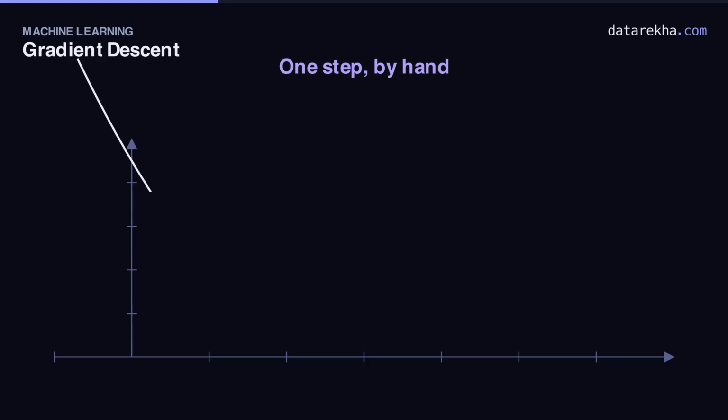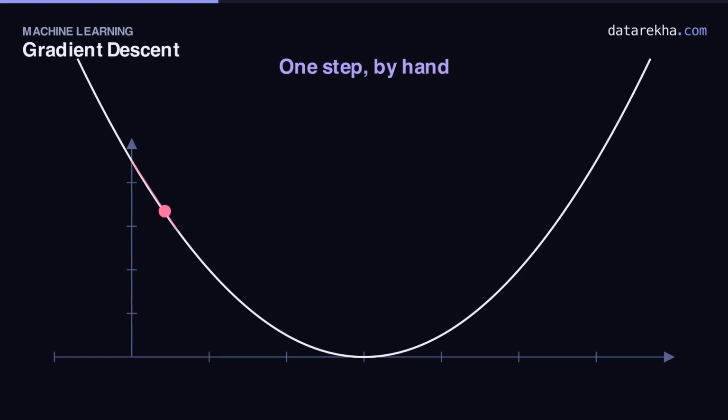Watch the whole descent at once. The dot starts up on the left wall, and each gradient step drops it a little further down and to the right. Big strides where the slope is steep. Tiny shuffles as it settles into the basin at 3.